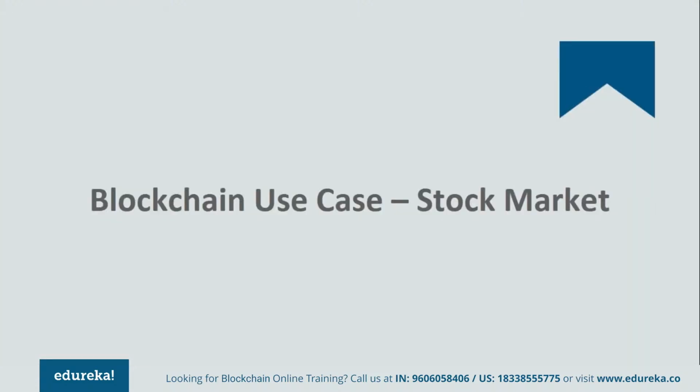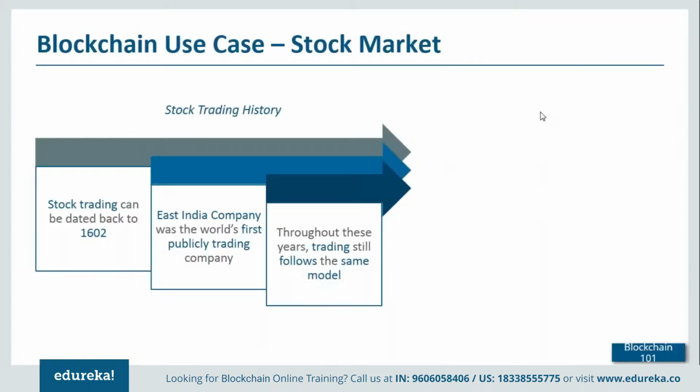Now moving on from here, let's talk about a use case of how blockchain can be implemented in the stock market. Now the stock trading system dates back to 1602, where the first public stock was of the East India Company. Although it has been around for 400 years, the conventional system is something that has still not changed. It is still almost the same as it was back then. There have been a few minor changes, however there was no major change to the system.